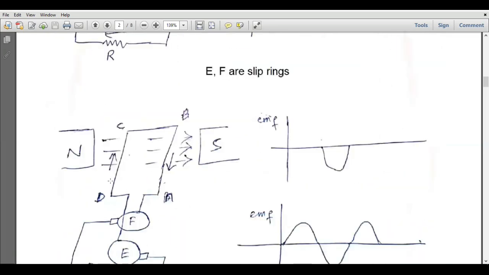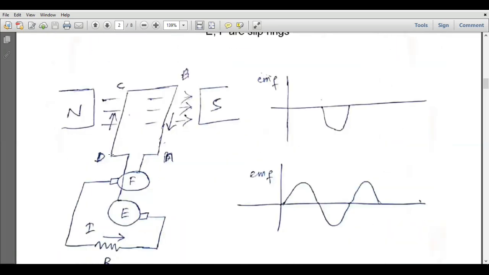So again, by applying Fleming's right hand rule, the direction of current will be upward in front of the north pole and it will be downward in front of the south pole. Now this side AB has a current flowing in the downward direction, and this side is connected to the slip ring F.